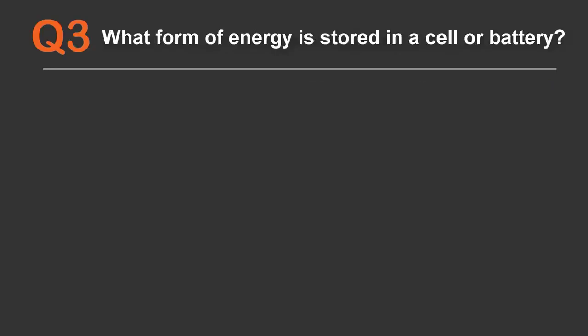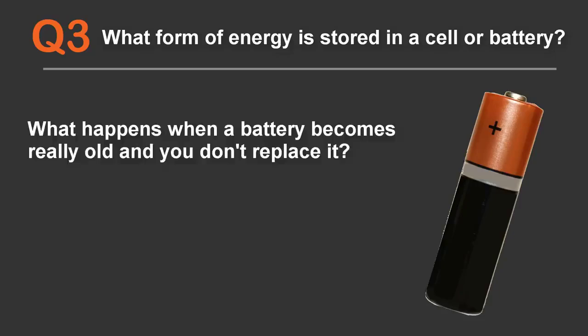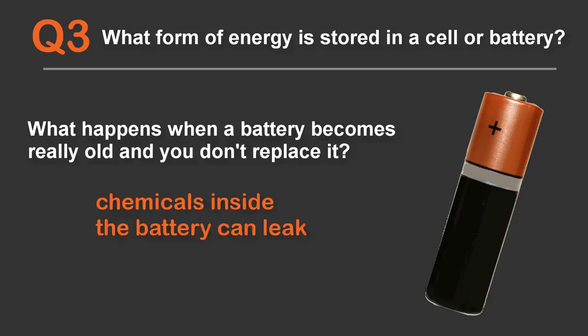Question 3. What form of energy is stored in a cell or a battery? I'm sure all of you have used a cell or a battery in toys or torches. What happens when the battery becomes really old and you don't replace it? It can leak. The chemicals inside the battery start leaking out.